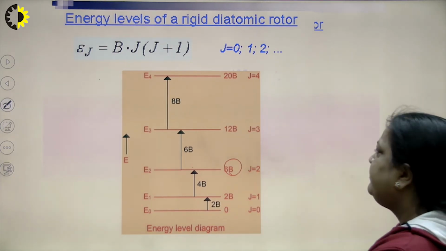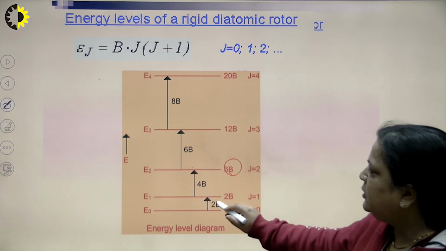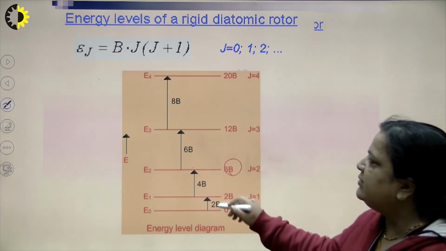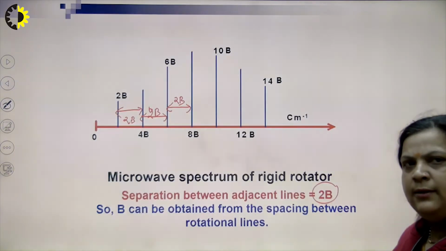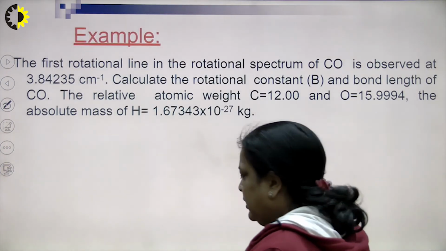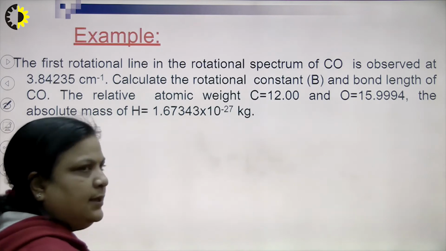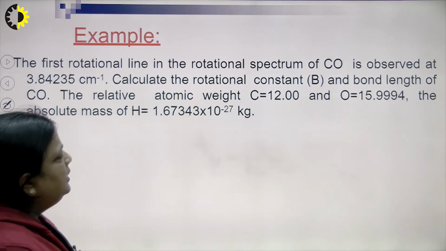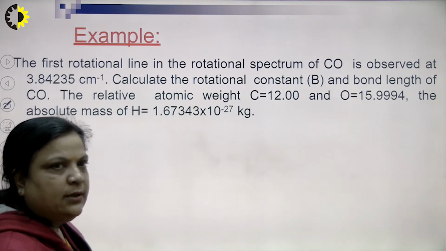The 2B, 4B, 6B total sum will be 12B. Now, the application of this formula. Let us solve this question.